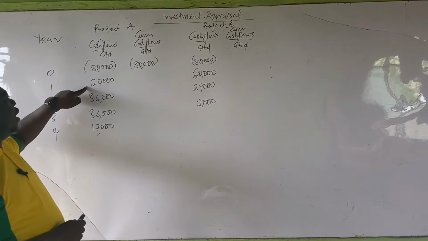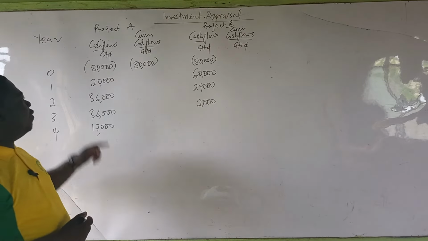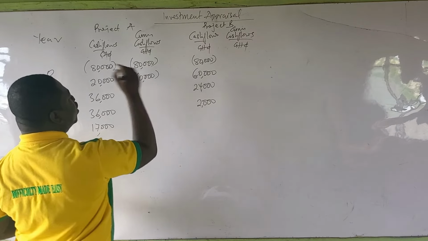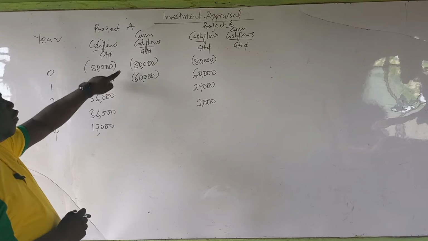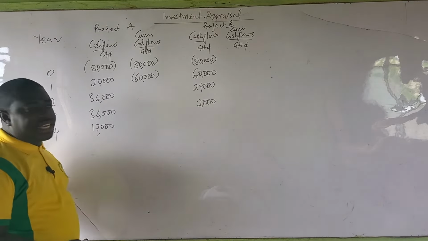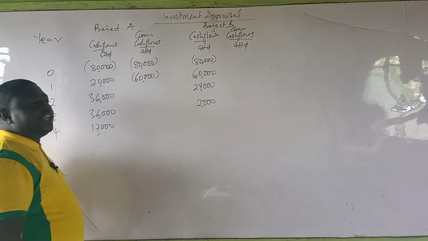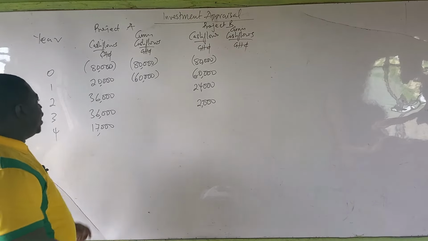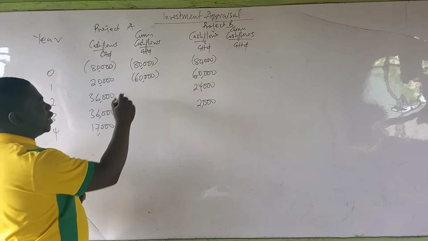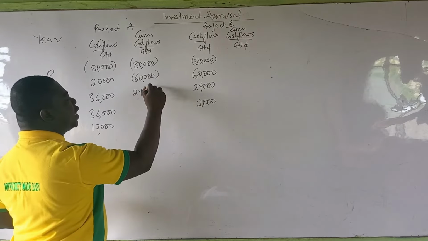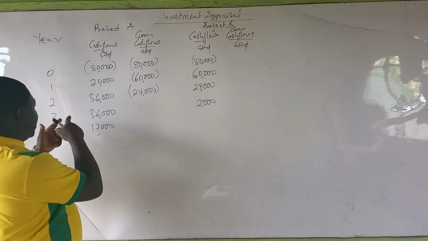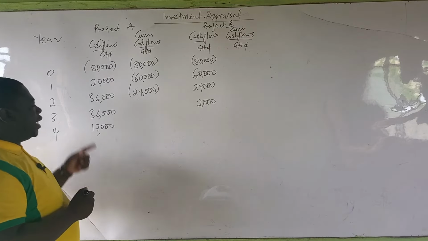Now, in year 1, the project paid back 20,000. And if the project is paying back 20,000, it means we have a balance of 60,000 still to recover. You put out an investment of 80,000, you received 20,000 as a cash inflow in the first year. Cumulatively, you still have 60,000 to recover. Then in year 2, the project paid back 36,000. So if you take 36,000 from 60,000, you still have 24,000 negative to recover. That is what is meant by the cumulative cash flows. And then in year 3, the project is paying back 36,000.